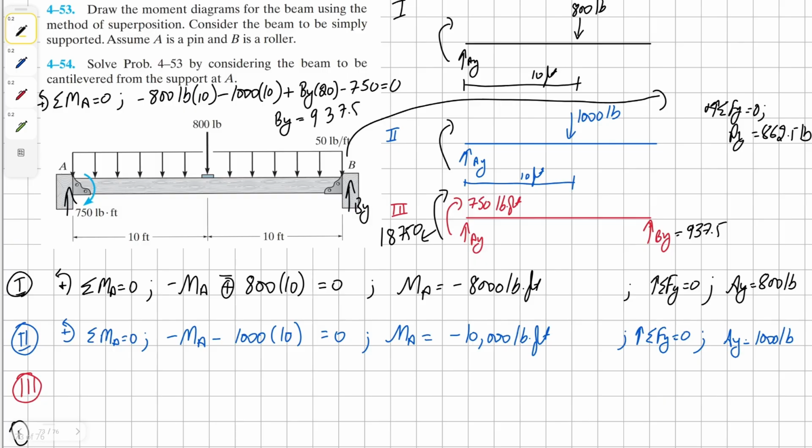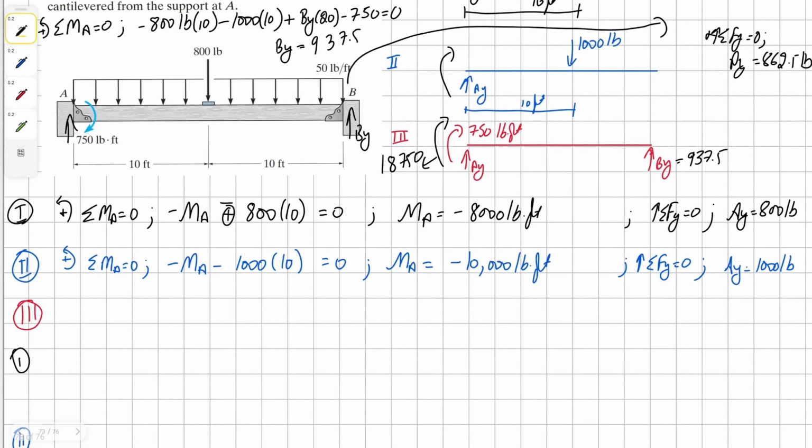And then the moment, if we take moment about the point A or B, it doesn't really matter. Our solution for our overall moment for the case is going to be 18,750. It's going to be clockwise. And I'm going to show that in our case 3 calculation at the moment.